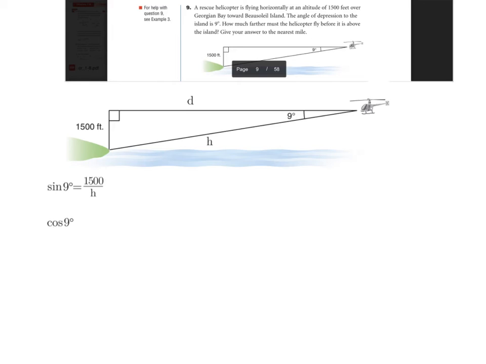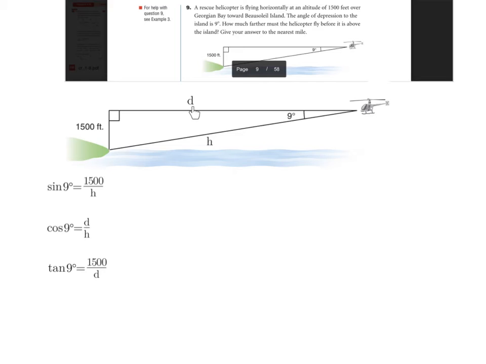Let's try cosine. Cosine of 9 degrees is D over H, adjacent over hypotenuse. Two variables, that's not going to do us any good. So once again, we're going with tan. Tan of 9 degrees is 1,500 opposite over adjacent, which is D. One variable, awesome, and it's the variable we want.